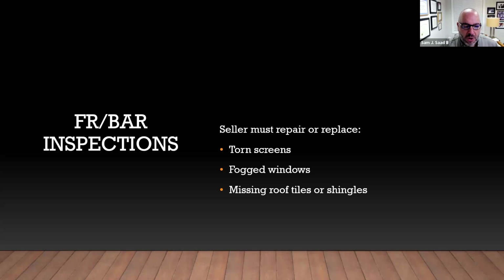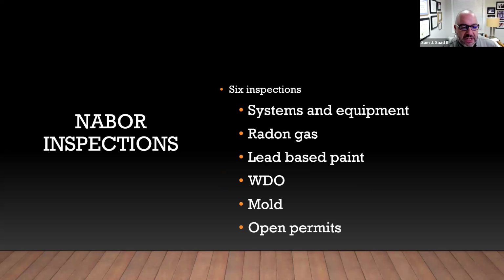Now let's compare the NABOR forms. Under NABOR, you get 6 inspections: systems and equipment, radon gas, lead-based paint, wood-destroying organisms, mold, and open permits. That's very interesting. In the NABOR contract, the systems and equipment has a really broad definition, including the property, all appliances and equipment, fire, sprinkler, irrigation, wells, septic, heating, cooling, electrical, plumbing, security system, mechanical components. A very comprehensive list of what is systems and equipment.